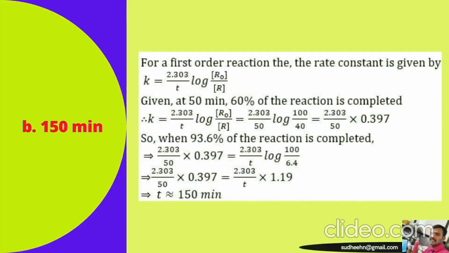That is by using the first order reaction equation, rate constant k is equal to 2.303 divided by t into log of R0 divided by R. Given the condition is 50 minutes at 60% of the reaction completed. By substituting that value, we will get one relation for k. So when 93.6% of the reaction is completed, we have to equate the value we have obtained for logarithm 100 divided by 6.4. By simplifying this equation, we get the time required for the reaction, that is equal to 150 minutes.